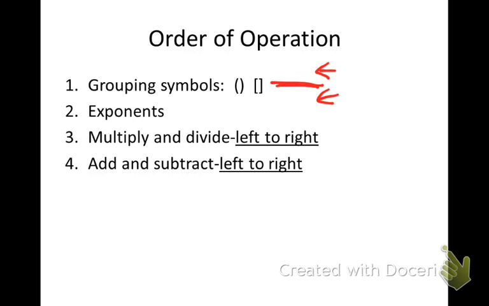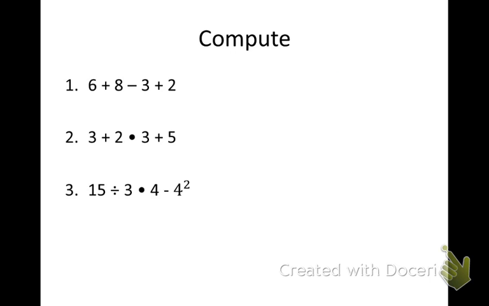Second thing you always look for is exponents. Then multiply and divide, but remember, left to right is a very important part of that rule. So if you use that rule, PEMDAS, just make sure when you do the multiply and divide that you do it left to right, not all multiply and then all divide. And last, add and subtract left to right. So the left to right is a very important part of the rule. So let's see if we can do some examples with this.